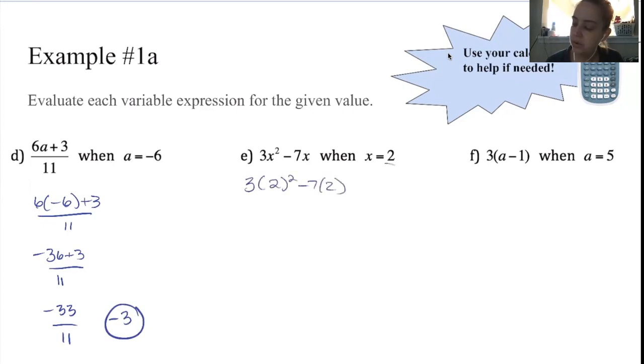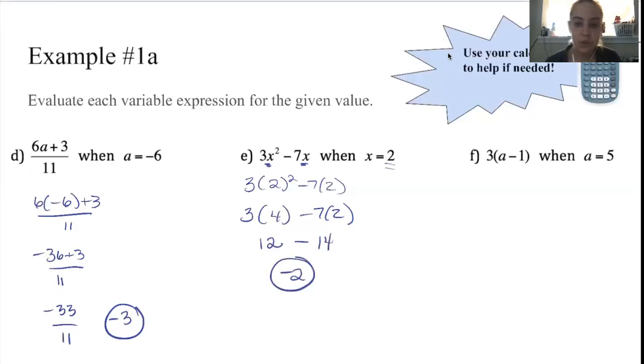For letter E, we've got 3 times 2 squared minus 7 times 2. Now this 2 goes into both x's. So exponents come first. 3 times 4 minus 7 times 2. 3 times 4 multiplication and 7 times 2 multiplication. And 12 minus 14 is negative 2.